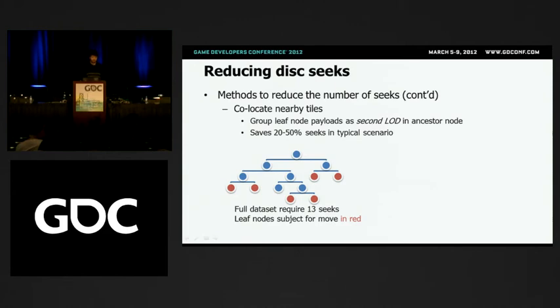In this case, the red nodes, the leaf nodes, can be bundled together and put as what we call a second LOD in the parent or ancestor node. To load the quad tree now, it takes, in this case, 10 seeks instead of 13. So it's normally 20 to 50% gained by doing this.